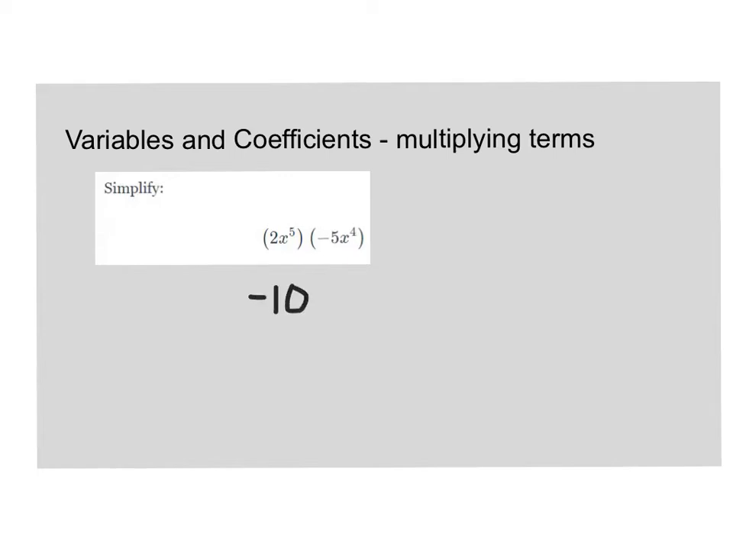Well, then our variable is x, and we have x to the fifth times x to the fourth. Remember, when you're multiplying and you have the same variable, you can take the exponents and add them. So that's negative 10x to the ninth power. That was 5 plus 4. 5 plus 4 is 9. So 2 times negative 5 is negative 10, and x to the ninth.